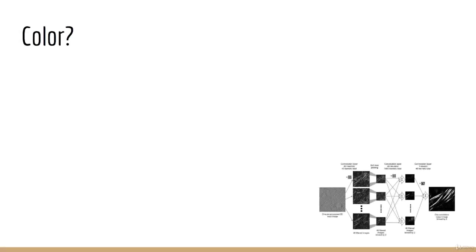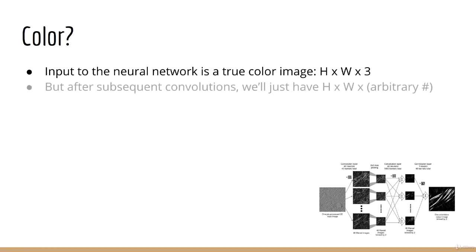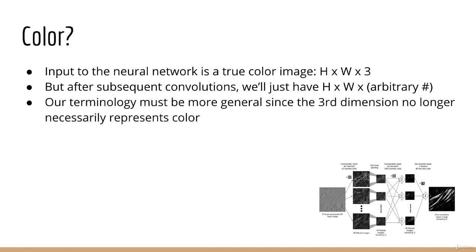Now you might be wondering, is it correct to call the final dimension color? That may be the case for the input into the neural network, which is always height by width by 3, but this breaks down at every other layer. For example, if you have height by width by 10, then the 10 dimensions don't really represent color. But as we discussed, conceptually, we're just finding different features in an image. So our terminology changes to cover this more general case.